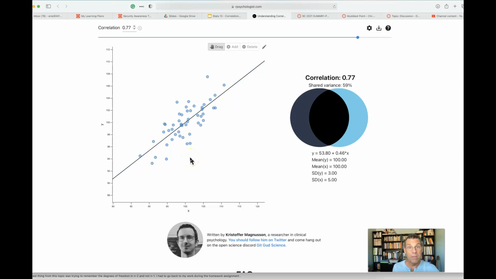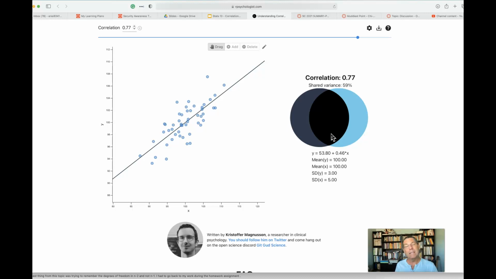Now, what I like about this visualization is it's also showing the shared variance. So if we're looking at height and weight, we can see that people vary in terms of their height, people vary in terms of their weight. Some people are tall or short, some people are heavy or light. But let's say the dark circle is height and the light circle is weight. You can see that part of the variance in each is shared, meaning that these two variables are connected to each other.